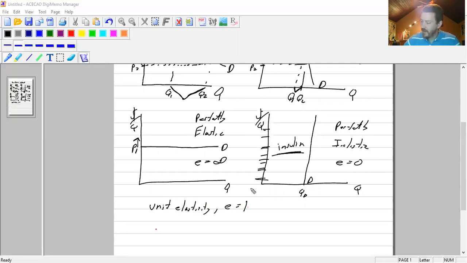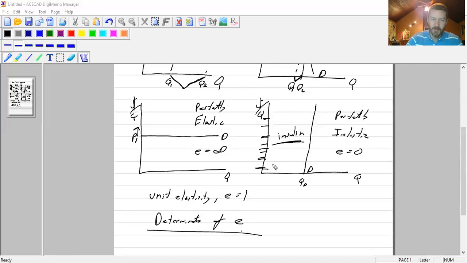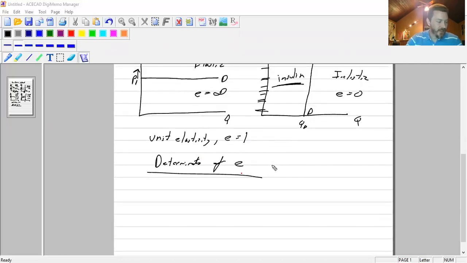We have the determinants of elasticity. You see that following in my notes, the determinants of elasticity. The first one is availability of close substitutes. I think it should be straightforward to imagine that the more close substitutes there are, the higher the elasticity for a given product.